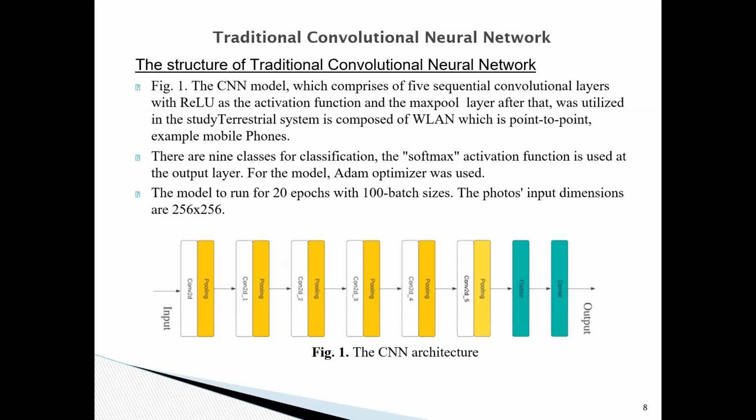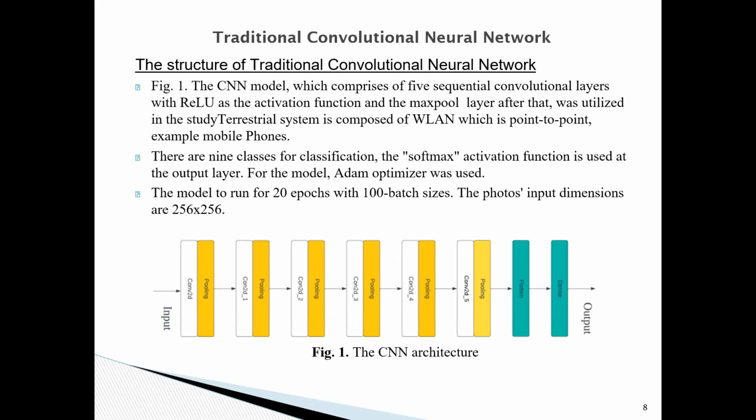So here comes the structure of CNN that we followed. Normally it consists of convolution layers with a flatten and a dense layer at the top. Normally we ran up to 20 epochs for each image of dimension 256. We used an Adam optimizer for updating the weights and a ReLU activation function to activate.